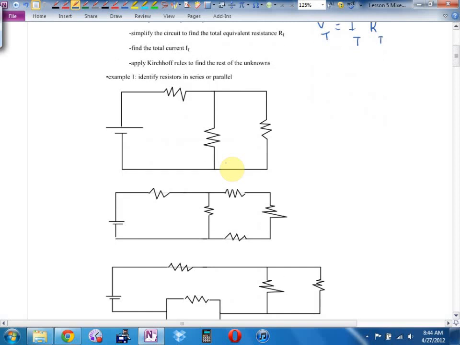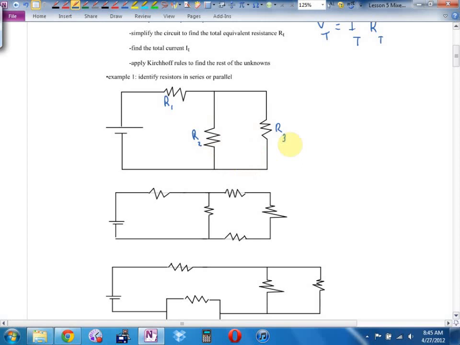For example, example 1 says identify resistors that are in series or in parallel. Let's call this resistor 1, resistor 2, resistor 3. Which resistors are in parallel? 1 and 2 are not in parallel. 2 and 3 are in parallel. 1 is in series with whatever the mathematical equivalent of this is.